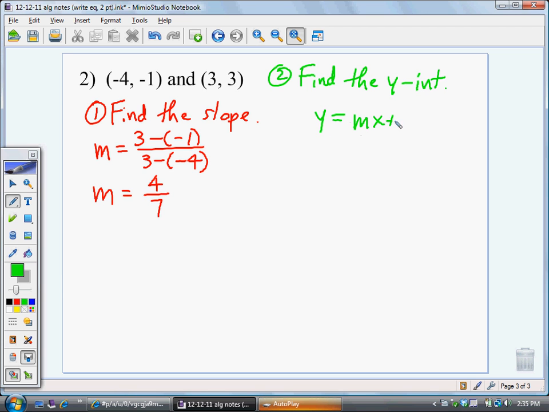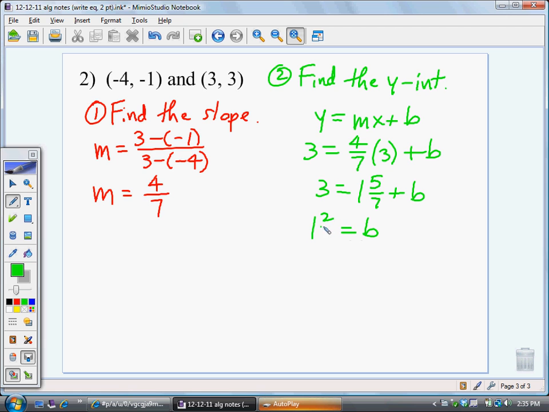So y equals mx plus b. Put 3 in for y. The slope is 4/7. x is also 3. Solve the equation. 4/7 times 3 is 12/7, which is 1 5/7. Now if you subtract 1 5/7 away from 3, you're going to get 1 2/7. And so the last thing that you have to do, step 3, is write the equation.